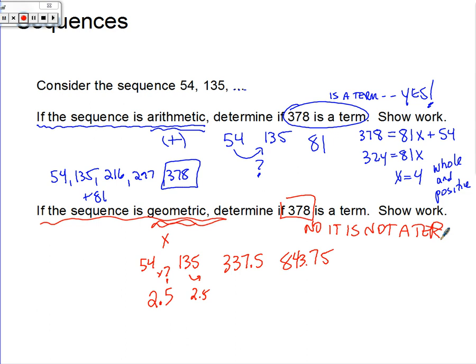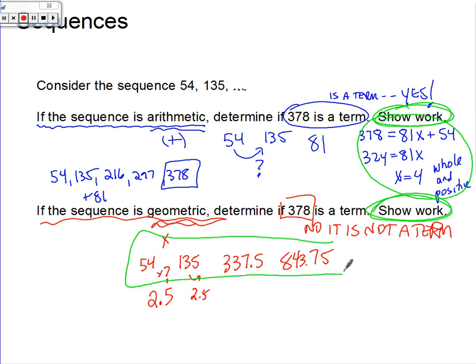Keep in mind on tomorrow's test that this says show work. You cannot just write yes or no. You must show me either the algebraic steps or the steps of writing out the sequence to determine whether it's a solution or not.